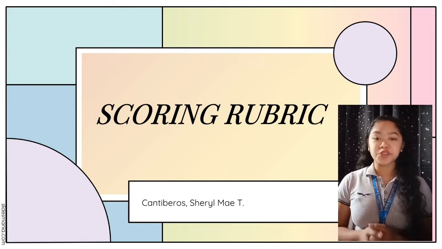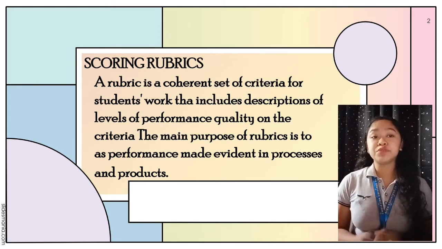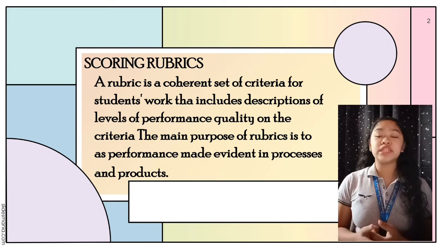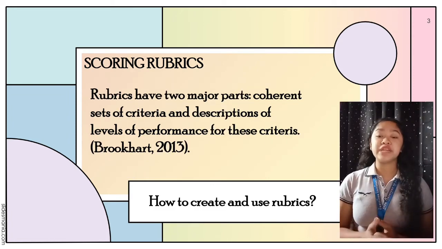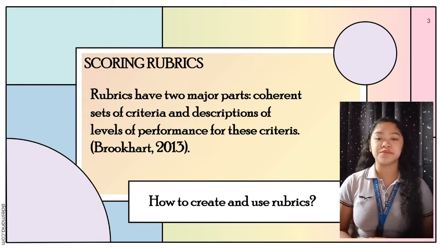So what are scoring rubrics? A scoring rubric is a coherent set of criteria for students' work that includes descriptions of levels of performance quality on the criteria. The main purpose of rubrics is to make performance evident in both the processes and the product. Rubrics have two major parts: coherent sets of criteria and descriptions of levels of performance for these criteria, by Brookhart 2013.